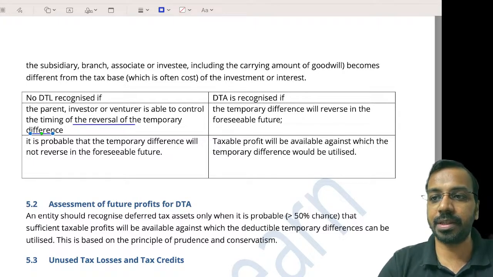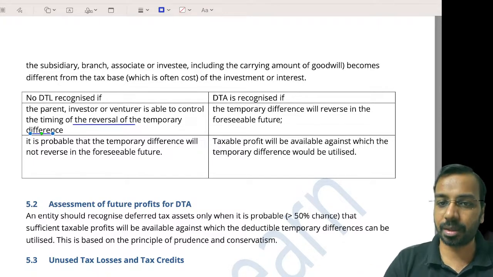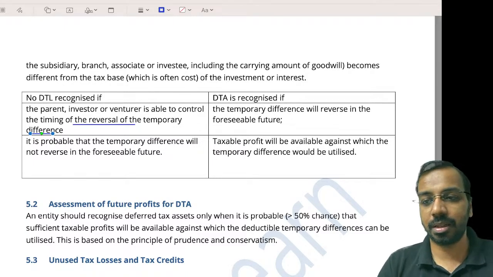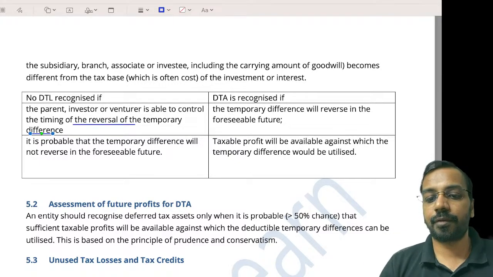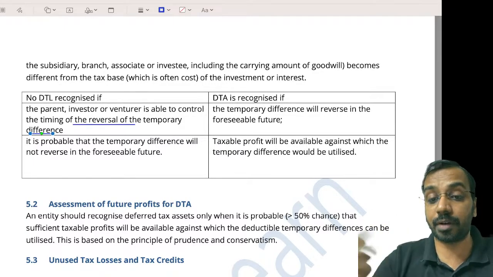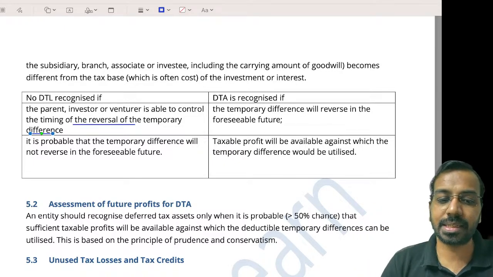Because of the temporary difference, there could be a taxable temporary difference or a deductible temporary difference. Whenever such differences arise, if the joint venturer or the associate is able to control the reversal, then you will not recognize the DTL. Second, if the temporary difference will reverse and we will have taxable profit, we'll recognize the DTA in that scenario.